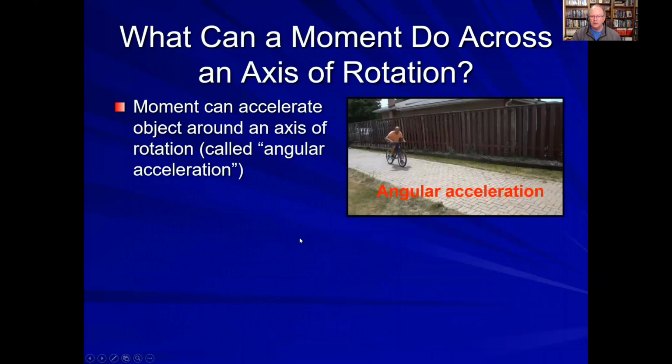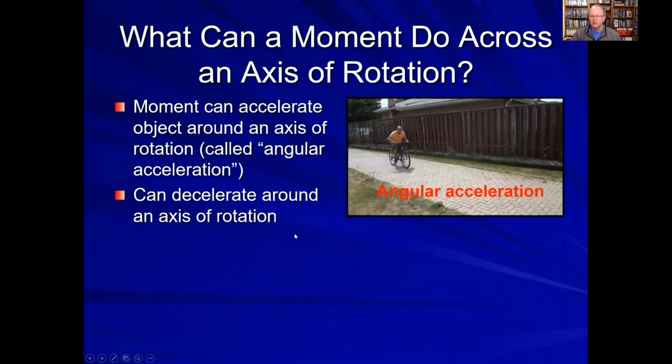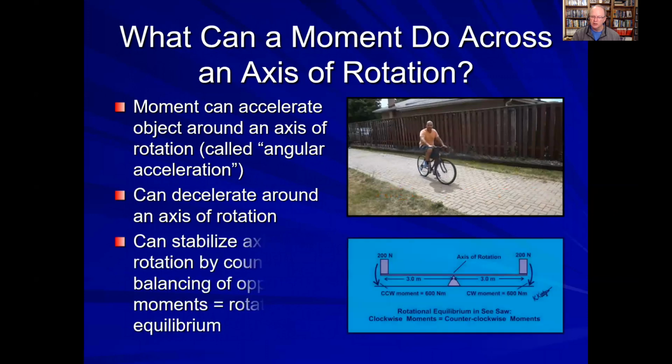So a moment can accelerate an object around an axis of rotation, and this is called an angular acceleration. So here's a gentleman who is accelerating his bicycle down his driveway path, and then he decelerates it. And these are going to be called angular accelerations and angular decelerations. So he's pushing on the pedal with his foot. This generates a moment at the pedal, and it's going to then generate a moment on the bicycle and the wheels to propel him forward and accelerate him. And then he uses the brakes, hand brakes, to decelerate the wheels. So here's an example of angular acceleration and angular deceleration.